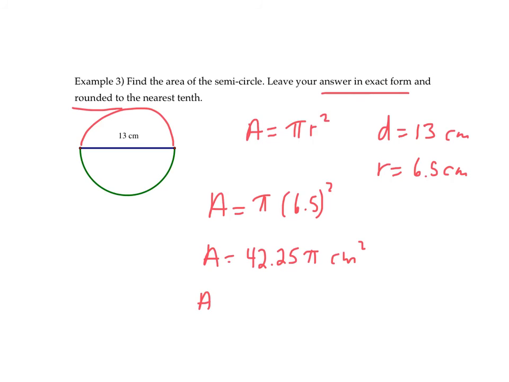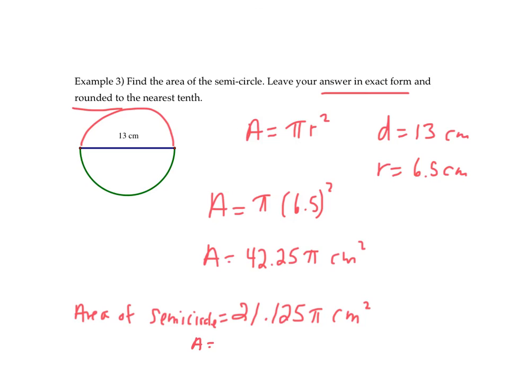We're going to take that and divide by 2. All right. So 42.25 divided by 2 gives us 21.125 pi centimeters squared. So this is the area of the semicircle. If you wanted to approximate it, now you go to your calculator and multiply the 21.125 times the pi key, or times 3.14, and we get 66.4 centimeters squared.